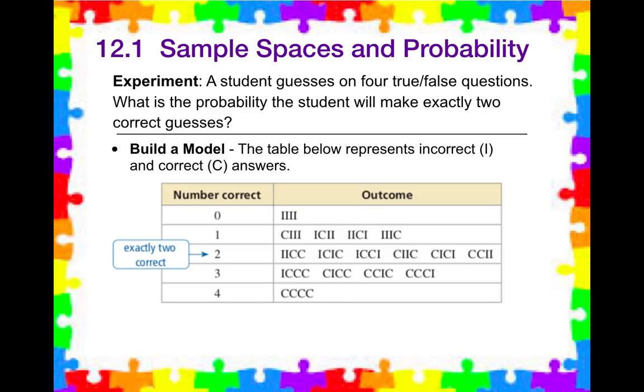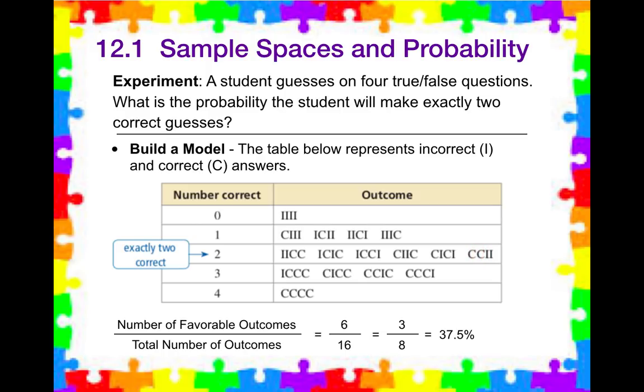So what is the probability that the student will make exactly 2 correct guesses? Well, then we just look at the number: 1, 2, 3, 4, 5, 6. There are 6 with exactly 2 correct. And the total number of outcomes in this whole thing is 16. So that means it's 6 out of 16, which can be reduced to 3 over 8, or 3 chances out of 8, or 37.5%.